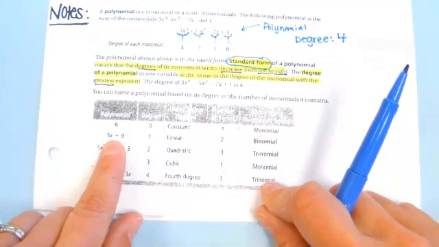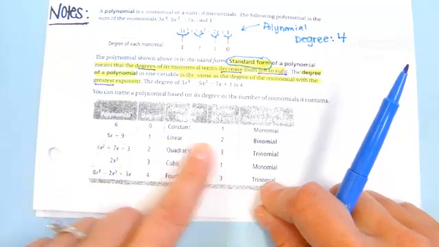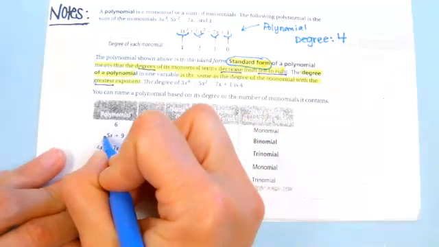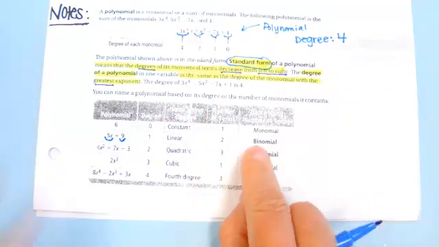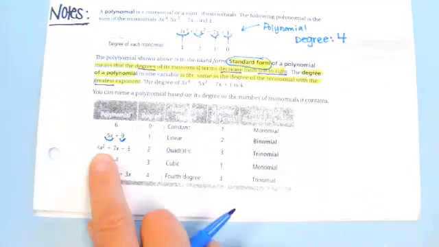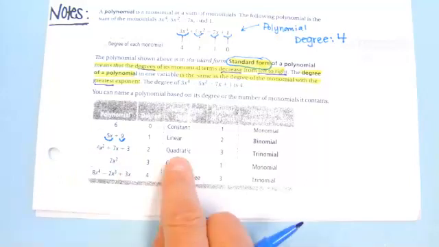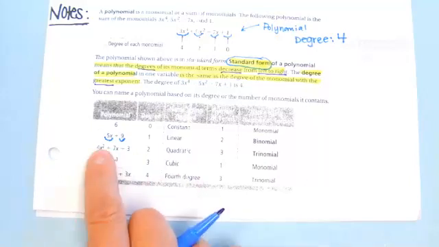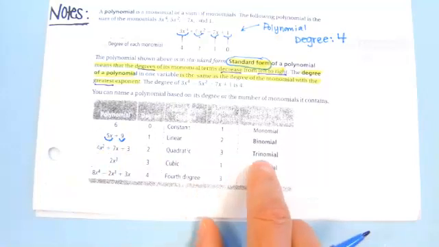This one now, the degree of this is 1. This is linear. The number of terms, these are each called terms, a term and a term. There's 2 terms, and this is now called a binomial because there are 2 terms. Okay, next one. This one has a degree of 2 because the highest exponent here is 2. It's a quadratic function because the highest degree is 2. And there are 3 terms, and this is a trinomial.